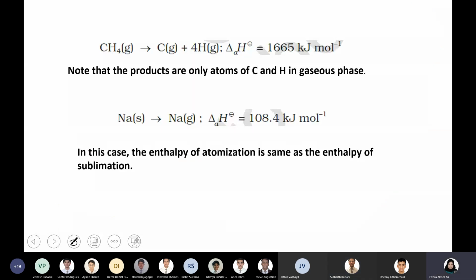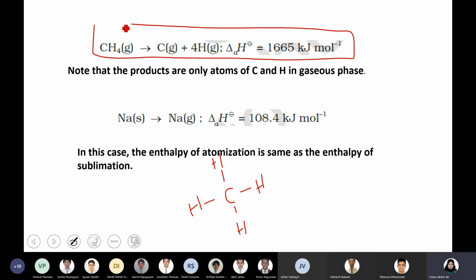Let's look at some more examples. If it is not a diatomic molecule, we have CH4, which is a polyatomic molecule. Polyatomic molecule means more than 2 atoms in a molecule. CH4 means carbon is making 4 bonds with 4 hydrogen atoms, right? When you break the bonds in CH4, you get 1 carbon atom and 4 hydrogen atoms. So this is the enthalpy of atomization for the methane molecule.